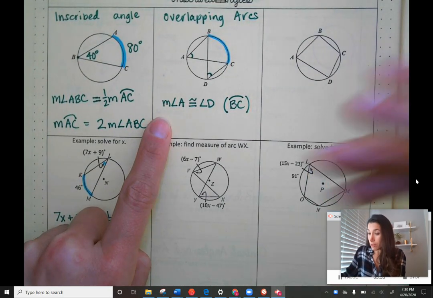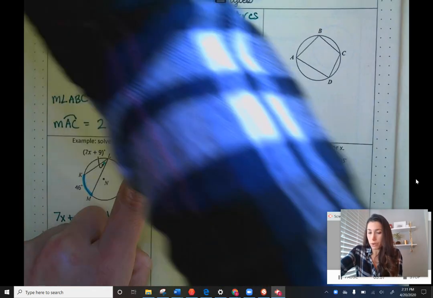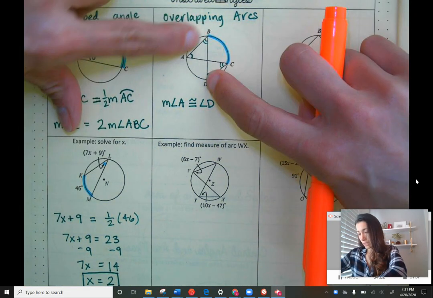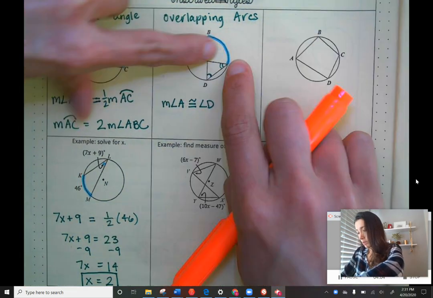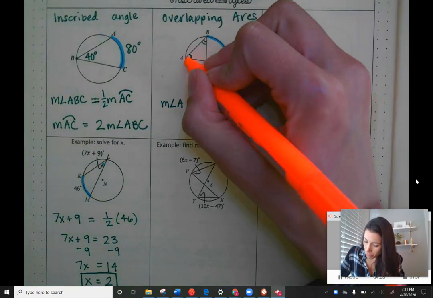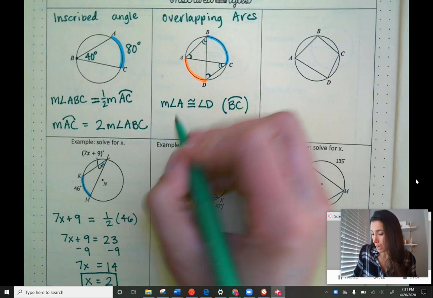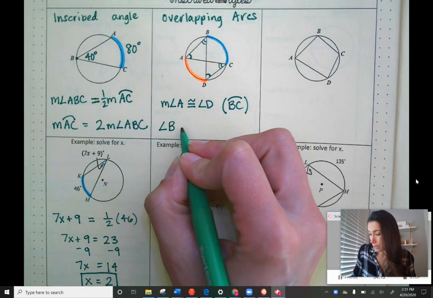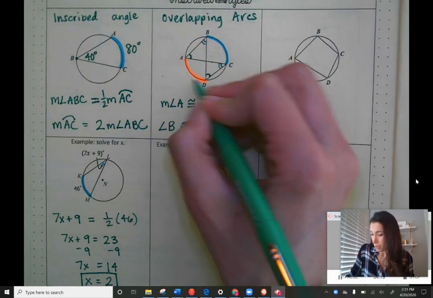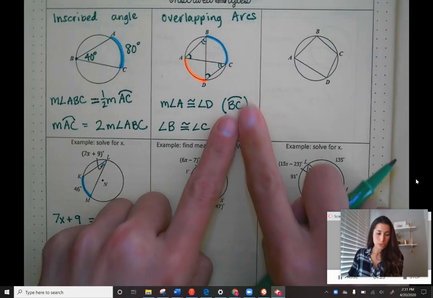And then the other two angles that would be equal, we can call them angle B and angle C. If you notice, when I trace angle B, it lands from A to D, and when you trace angle C, it lands in the same place there. So they both have AD as their overlapping arc. So I should be able to say that angle B is congruent to angle C. And that's because they both intersect AD as their arc. So just put those in parentheses.